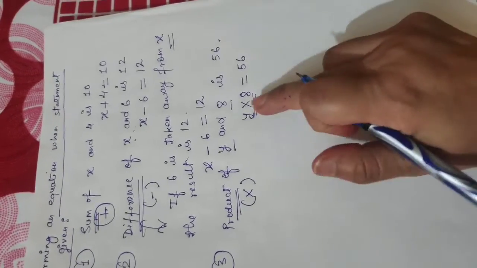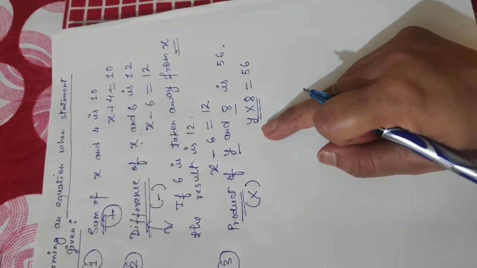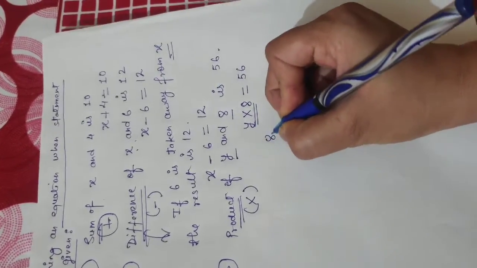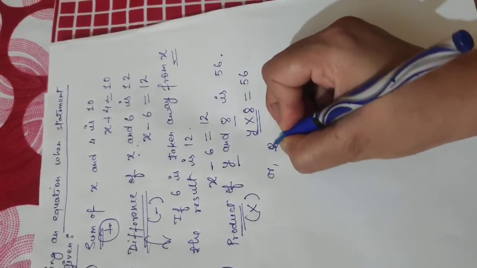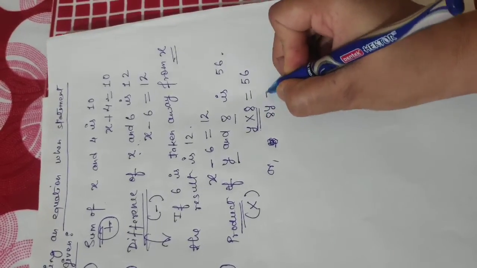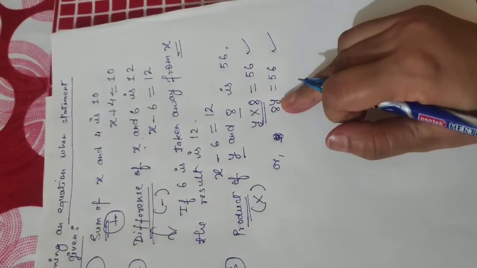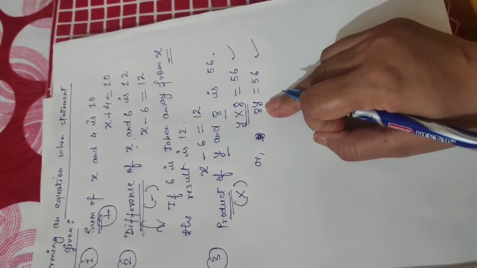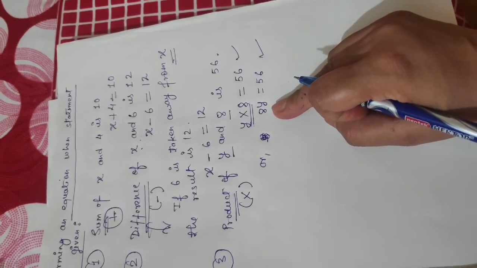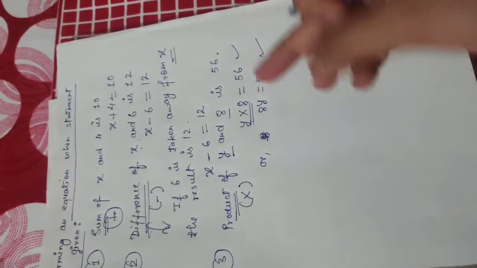And children, when we are using the multiplication sign between a variable and a constant, then we can skip writing this sign, and we always write the constant number at first. The constant number is 8, and then y is equals to 56. Both ways are correct, but here we are writing the equation without using the multiplication sign. We can skip the multiplication sign when it is in between a variable and a constant. Okay.